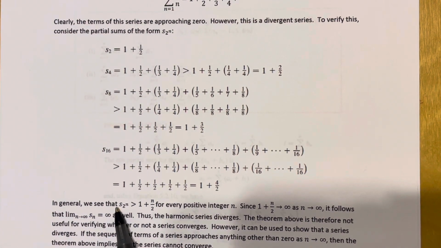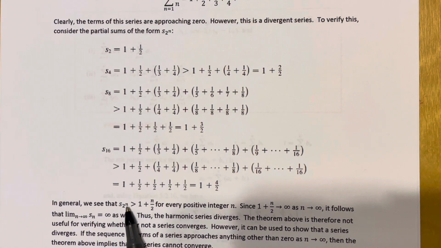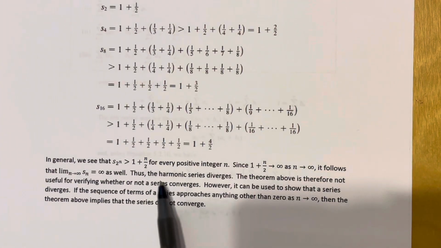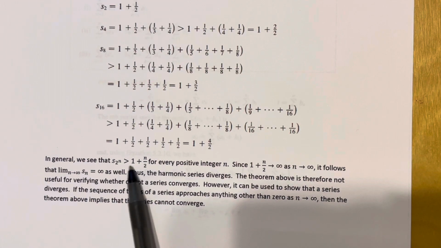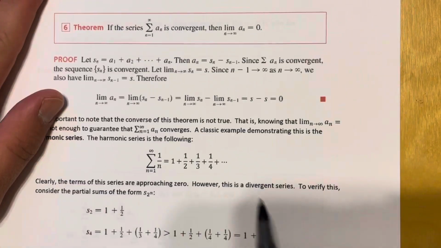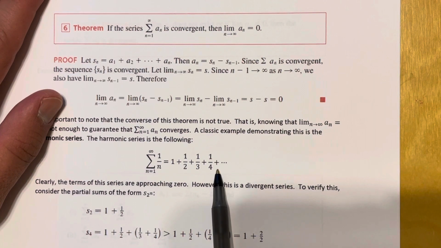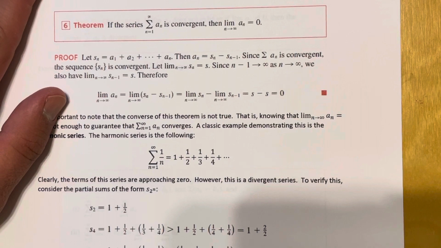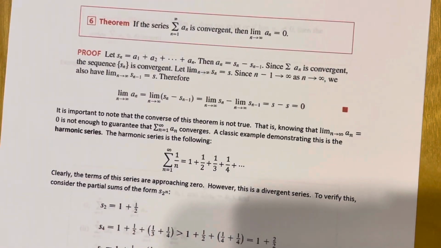Generally speaking, I can show that the partial sum s_(2^n) is always greater than 1 plus n over 2 for whatever that value of n was. And if I let n go to infinity, so that I keep taking larger and larger partial sums here, this thing will also go to infinity. But the partial sums are greater than that, so that means that the partial sums are also going to go to infinity. The whole point of all that was to show that even though this harmonic series has terms that are approaching 0, the sum is infinite. It does not have a limit, which means it diverges.